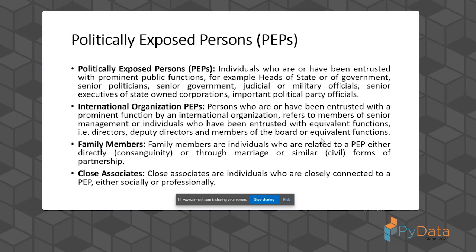This refers to members of senior management or individuals who have been entrusted with equivalent functions, such as directors or deputy directors or members of the board of international organization PEPs. Then there's something called family members, or you can also call them RCAs, relatives and close associates. Family members are individuals who are related to a PEP, that is, a politically exposed person, either directly or through marriage or similar civil forms of partnership. Then close associates. Close associates are individuals who are closely connected to a PEP, either socially or professionally.